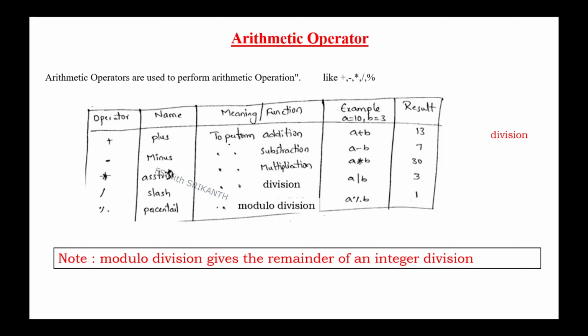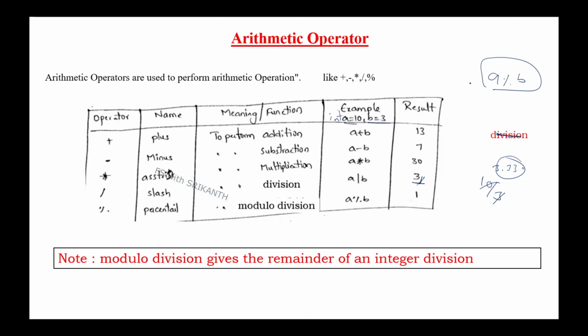Here, consider A value 10, B value 3. Then A plus B we get 13, A minus B is 7, A divided by B we get 3 only. How? Generally 10 by 3 gives 3.333, but here we are considering int A, int B. So obviously integer values ignore decimal values. That's the reason we are getting 3. Next one, A modulo division B.